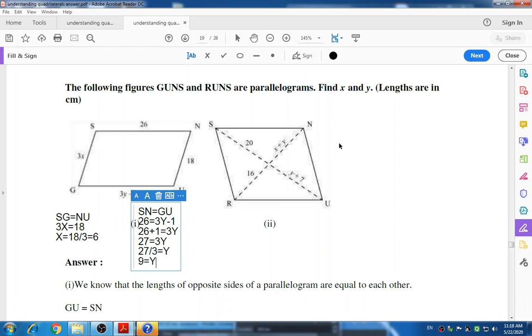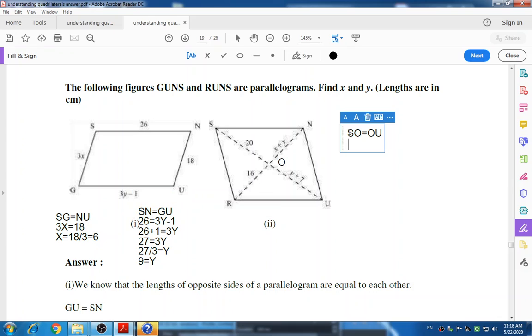But what about this one? Look at here, they give us the measurement of the diagonals, and we know the property that diagonals bisect each other, that means they make two equal half parts. Suppose the intersection point is O. So how can we write? We write that we know the diagonals of a parallelogram bisect each other. So I can write SO is equal to OU.